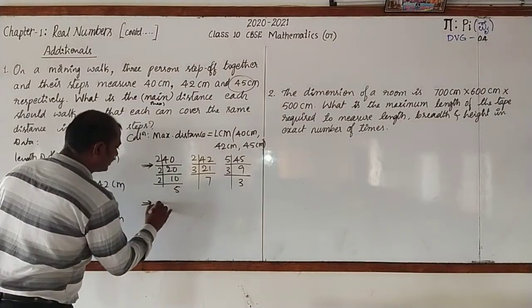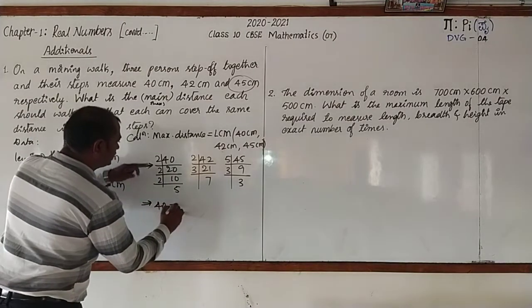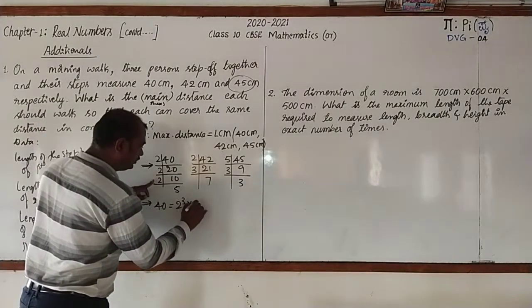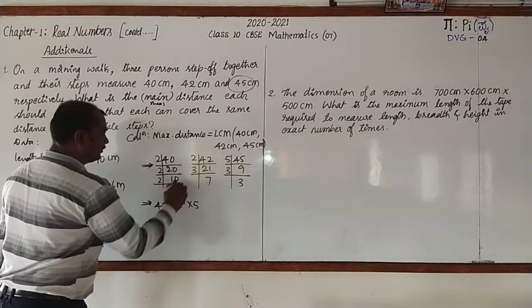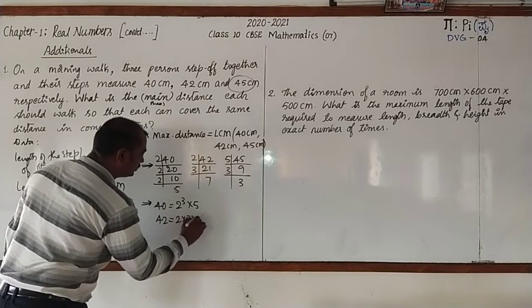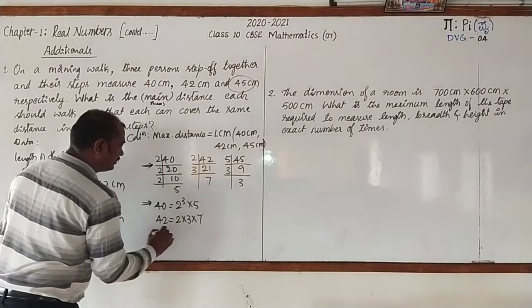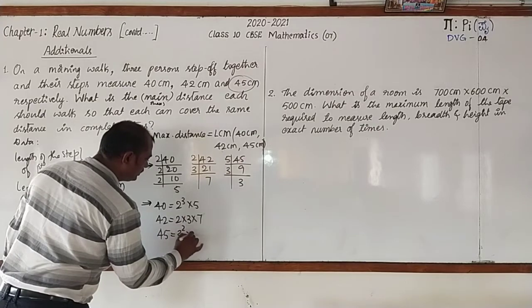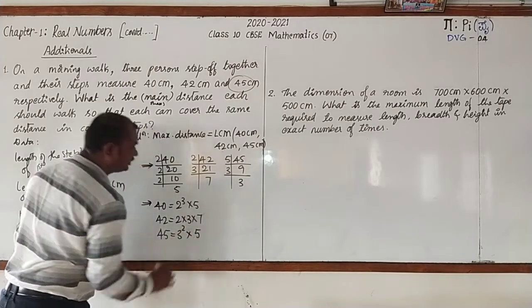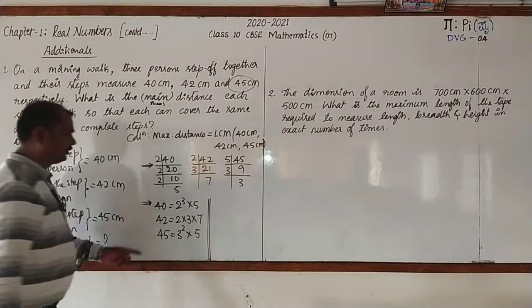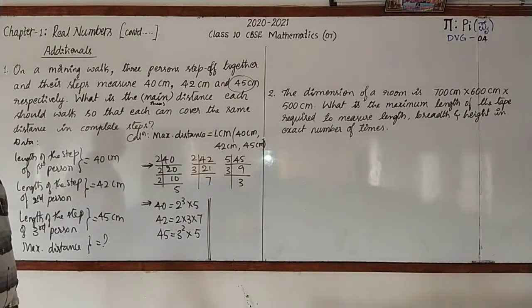Now let me go for writing the prime factorization. 40 is equal to 2 repeated 3 times, 2 cube into 5. Then 42 is equal to 2 into 3 into 7. Then 45 is equal to 3 two times and 5 one time. Here, I go for finding the LCM.